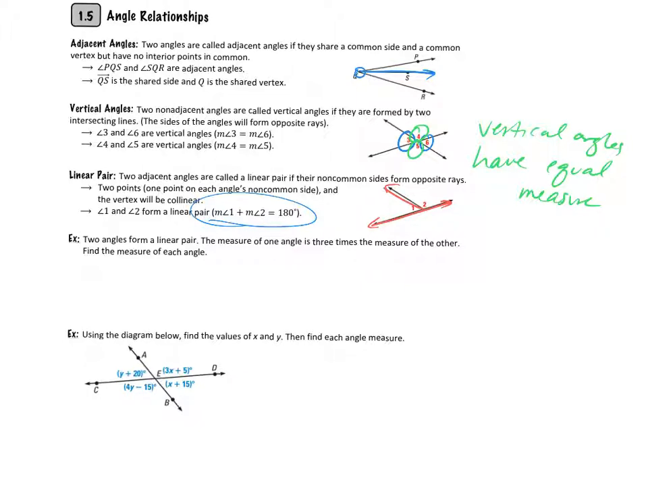If the measure of one angle is 3 times the measure of the other, then I know that the total must equal 180 degrees. So 4x equals 180 and x equals 45 degrees. So one of my angles equals 45 degrees, and the other one is 3 times that, so it is 135 degrees.